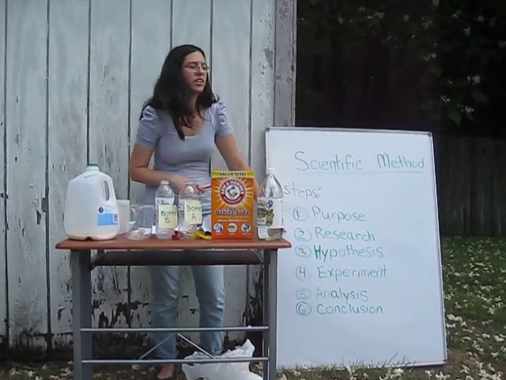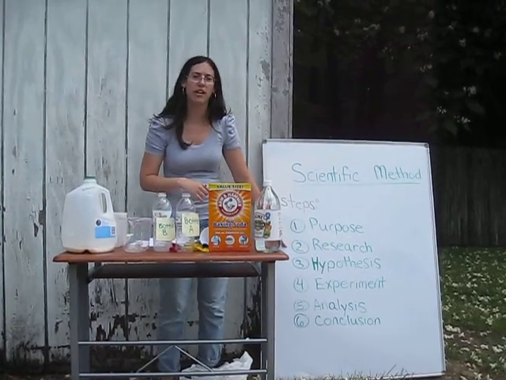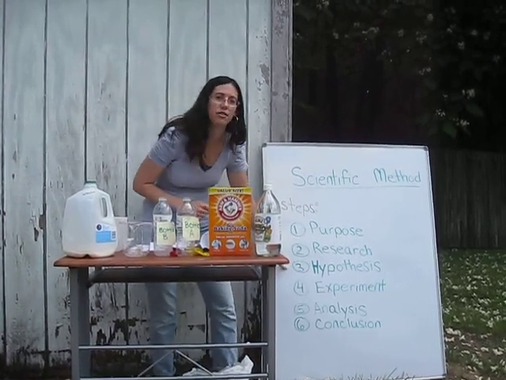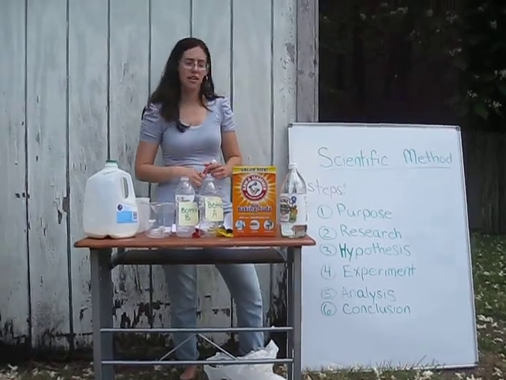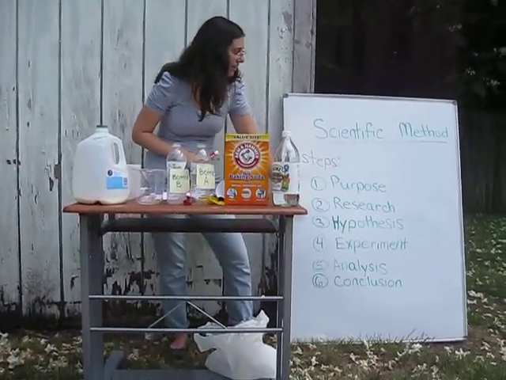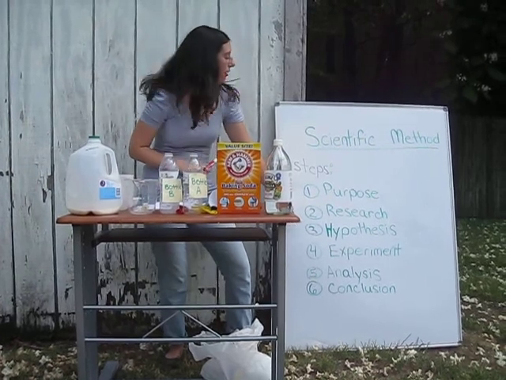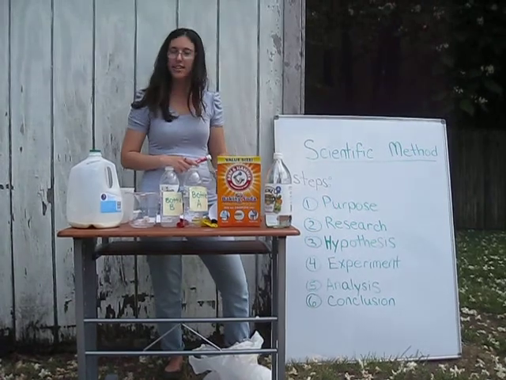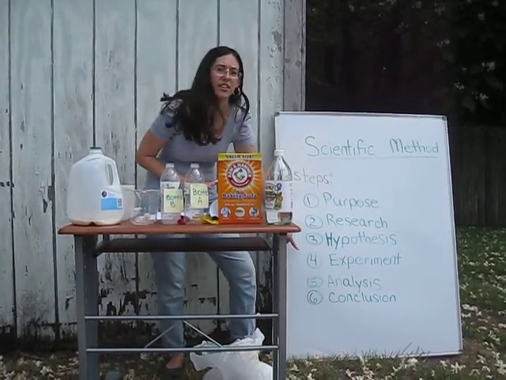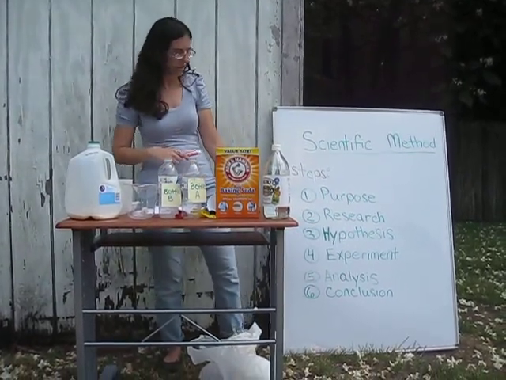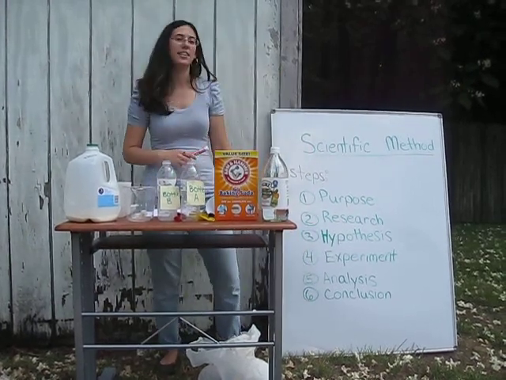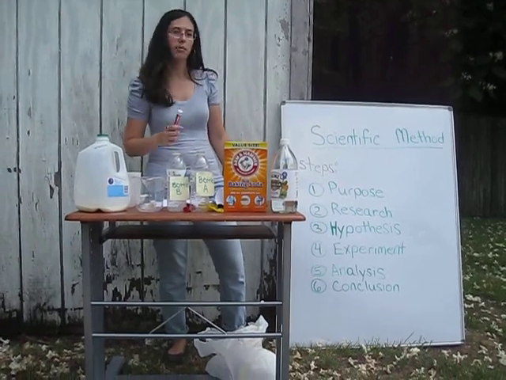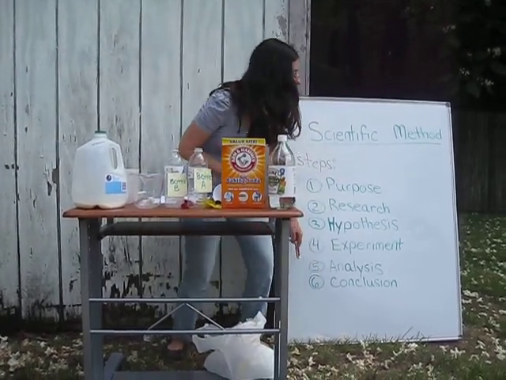Second one is research. What is the best way of finding out how to reach that goal? Step 3 is hypothesis. This is an educated guess about how things work. Step 4 is experiments. This is when you test your hypothesis and see if it's false or true. Step 5 is analysis. This is when you record what happened during your experiments. And step 6 is the conclusion.